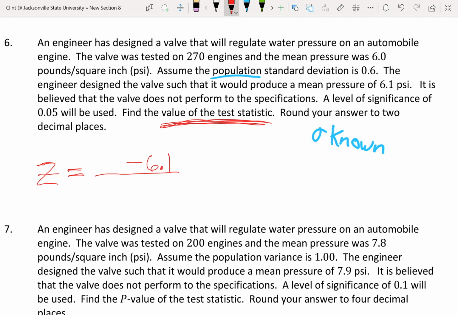And then filling in the other numbers from our sample data. The mean pressure was 6.6 bar. Population standard deviation was 0.6. And then our sample size on this one is 270. So if you can do the last one, you shouldn't have any problems with this one. It's just we don't have all the step by step with this one.